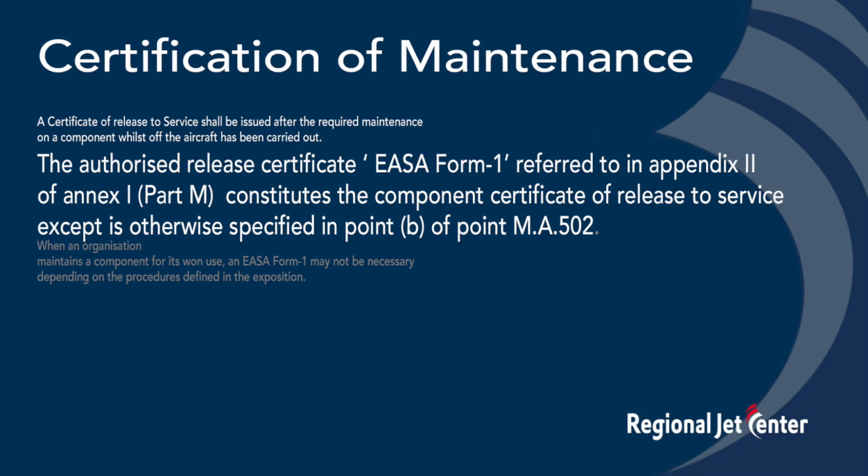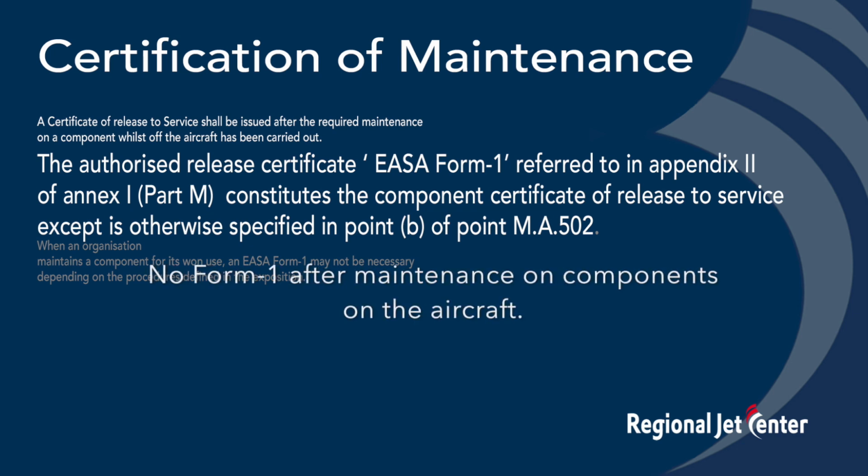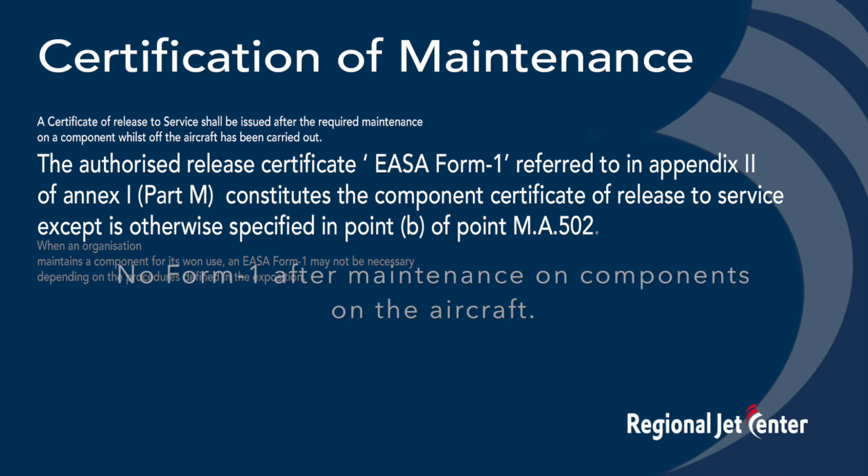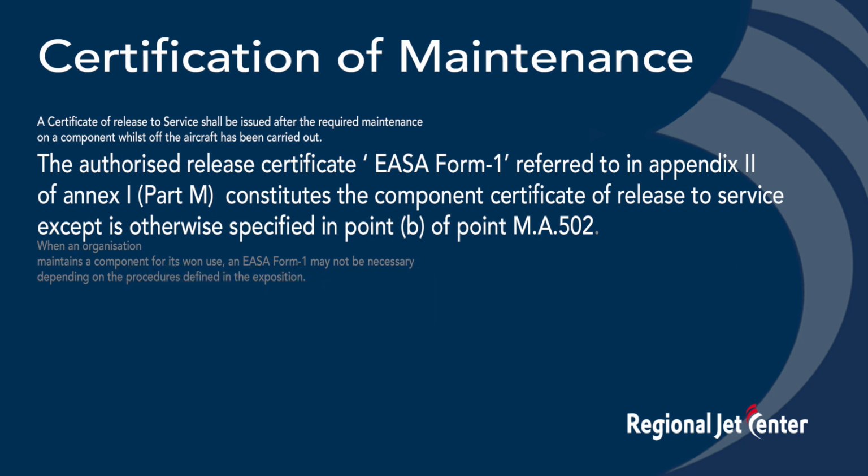Don't let yourself get carried away by the amount of references in this sentence. The release to service of a component is done via the issuing of a Form 1. Only authorized shop personnel are approved to issue such a form after maintenance on the component. The exception mentioned in MA 502 tells us that maintenance on a component on the aircraft does not require a Form 1, because this maintenance is covered by the line maintenance organization and not the shop.